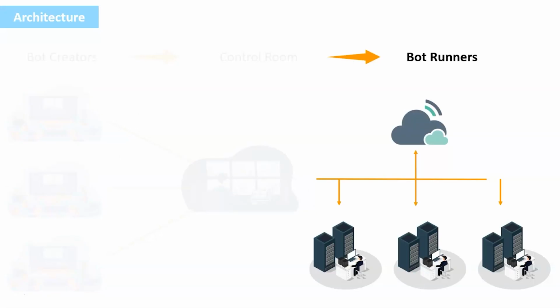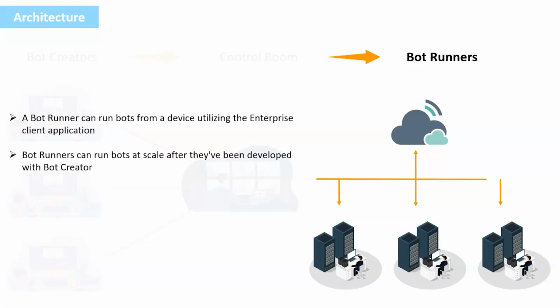Bot runners. A bot runner has the ability to run bots from a device utilizing the Enterprise Client application. The device is registered with the Enterprise Control Room after the bot runner users log in for the first time, and the user can deploy bots on that device. Bots are run by the bot runner, which is a software machine. Bot runners can run bots at scale after they have been developed with bot creator.